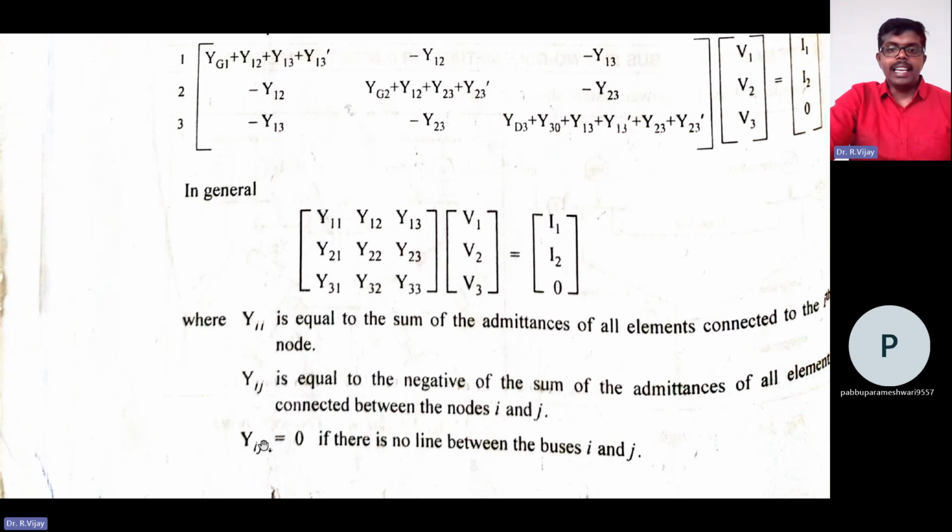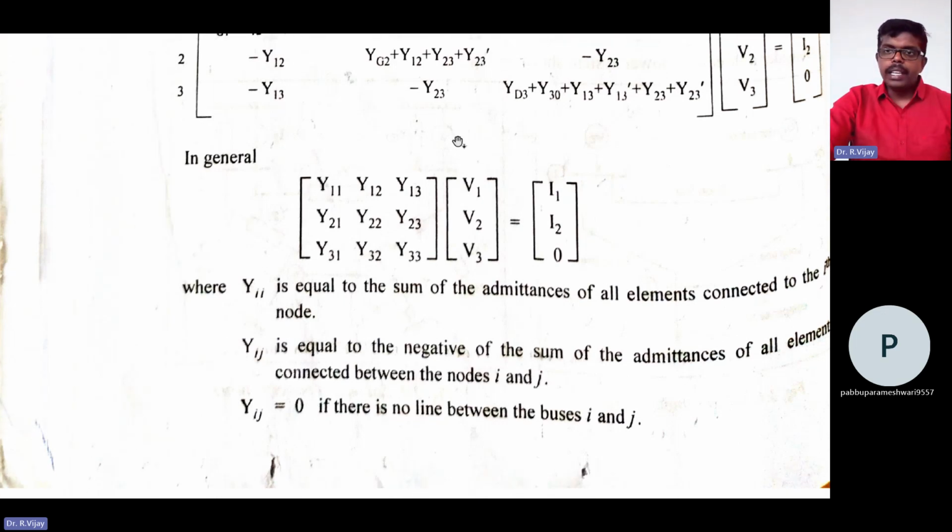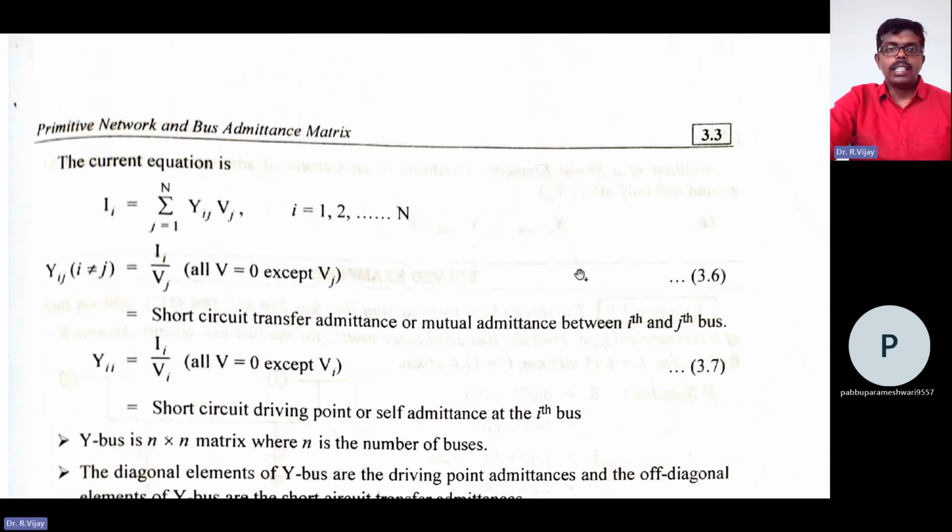Next, Yij is equal to 0 if there is no line between bus i and j. If there is no line, then obviously it is 0. That you need to remember. While solving the problem, we will see it clearly. As of now, this is the thing.